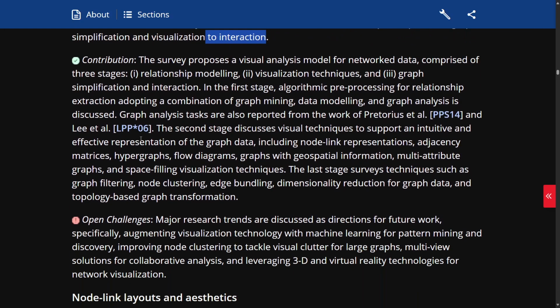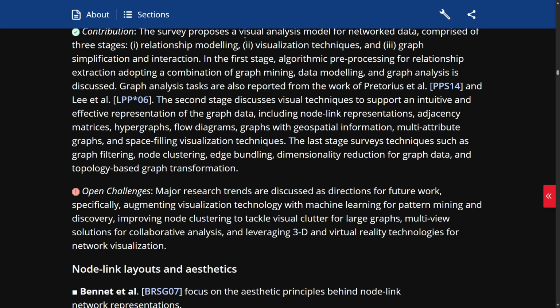Contribution. The survey proposes a visual analysis model for network data, comprised of 3 stages: 1. Relationship modeling, 2. Visualization techniques, and 3. Graph simplification and interaction. In the first stage, algorithmic pre-processing for relationship extraction adopting a combination of graph mining, data modeling, and graph analysis is discussed. Graph analysis tasks are also reported from the work of Pretorius et al., PPS14, and Lee et al., LPP06. The second stage discusses visual techniques to support an intuitive and effective representation of the graph data, including node link representations, adjacency matrices, hypergraphs, flow diagrams, graphs with geospatial information, multi-attribute graphs, and space-filling visualization techniques.